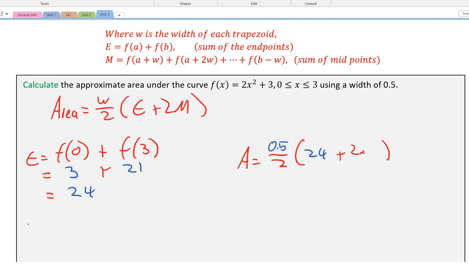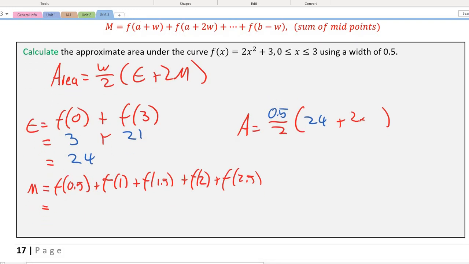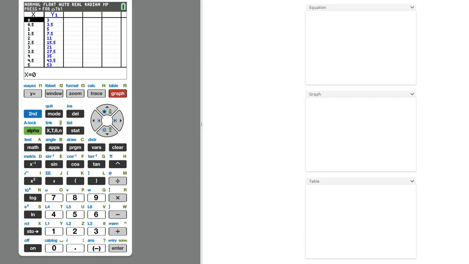Now, I just need to find my midpoints. My midpoints will be a bit more annoying because we've got to count up all the midpoints. So that will be my function evaluated at 0.5, at 1, at 1.5, at 2, and at 2.5. If we went one further, we'd get at 3, which is one of our endpoints. So we just got to plug in those numbers. So 0.5, 1, 1.5, 2, 2.5. So 0.5 is 3.5, and then 1 is 5.